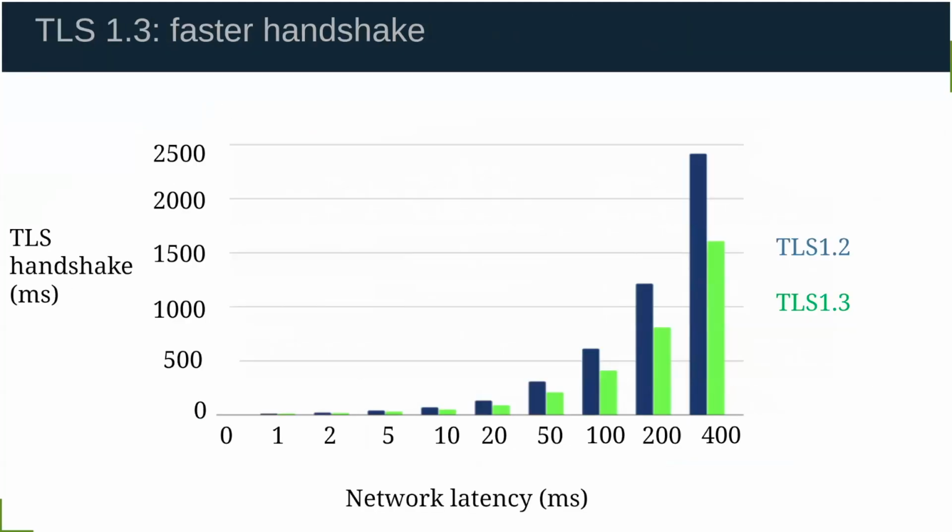And you can see here in this graph how TLS 1.3 can be faster when the latency of the network increases, of course. So you can get a pretty good advantage and set up the connection quicker using TLS 1.3.